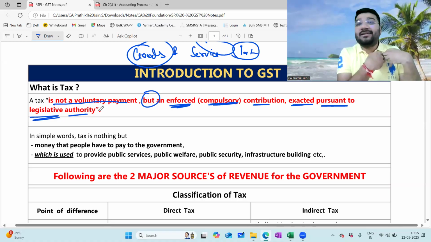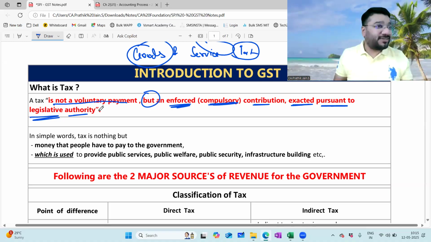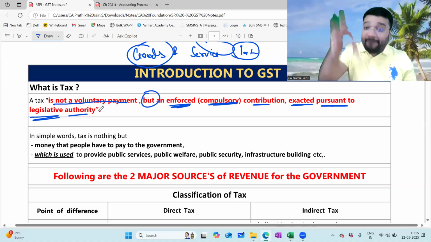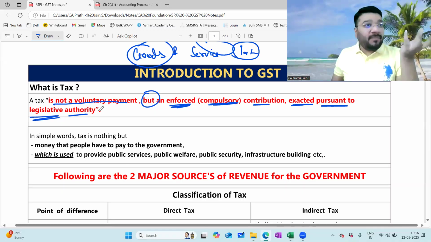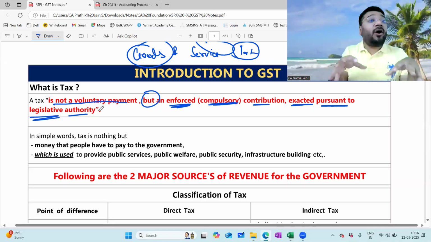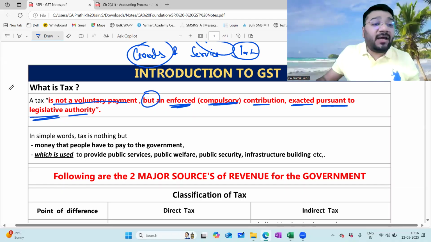It's your hard-earned money. So it is not easy to pay this hard-earned money to somebody just like that, free of cost. That is why the government had to compel that you have to pay this tax. It is a compulsion of law. Which law? Various tax laws. We have income tax law, we have GST law. So under that law, you've been compelled that you have to pay this tax. So a tax is never a voluntary payment.